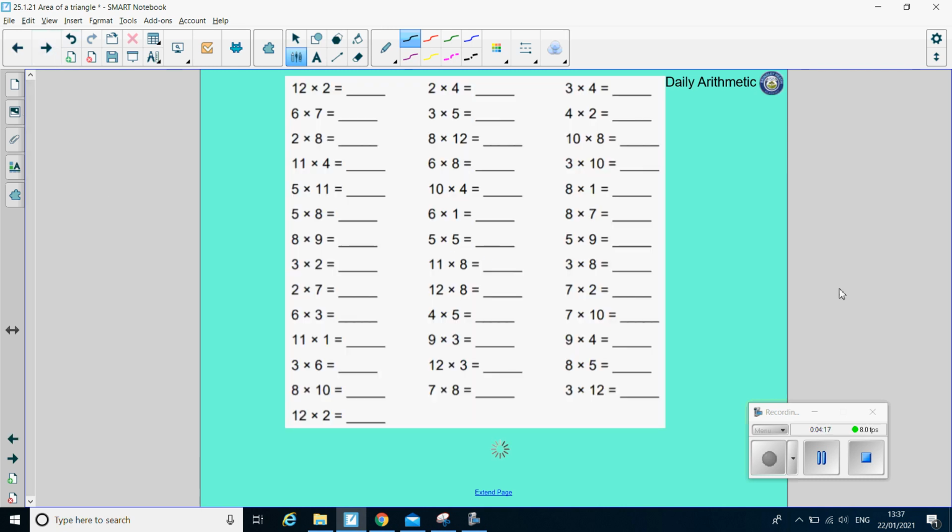Okay, over into our daily times table practice then. So give yourself a minute, pause the video and have a go at the times table on the screen.